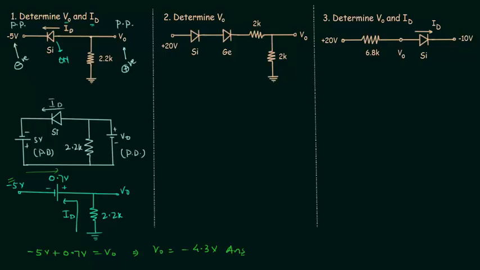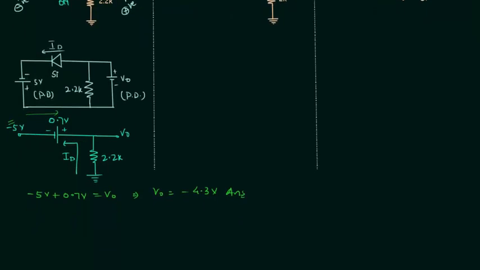Now we will find out the value of ID, the current flowing through the diode. I will start from 0 potential. This is ground, and the potential of ground is equal to 0 volts. We will start from this and move towards V naught. 0 volt minus 2.2 ID. Potential drop across this resistance is equal to 2.2 ID equal to V naught. And we have already calculated V naught. It is equal to minus 4.3 volts.